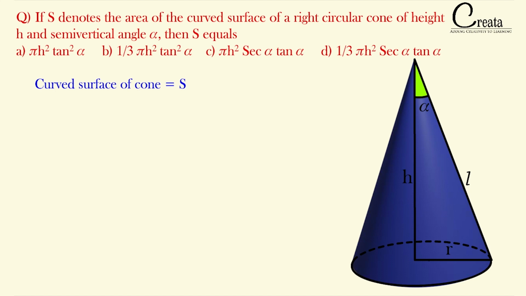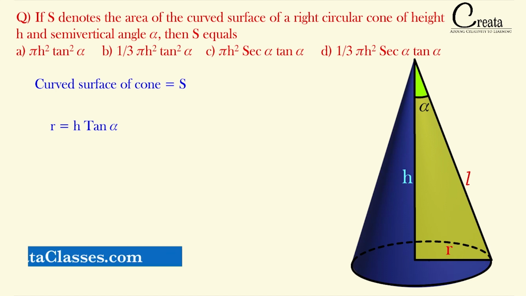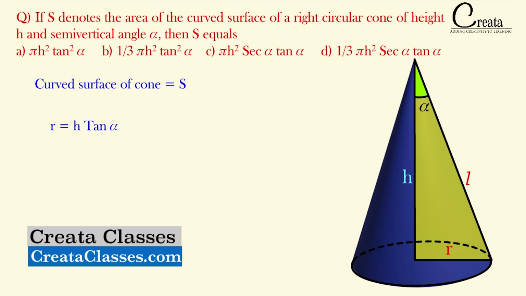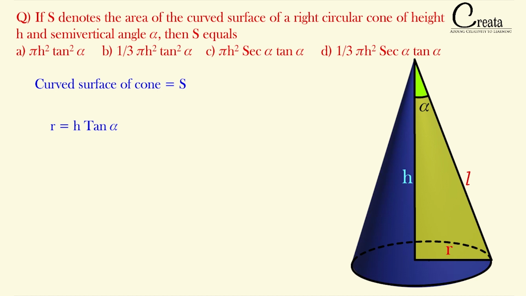Okay, let's approach this question. Here this angle is given as alpha, and we know this is a right angle triangle. This side is h, and this is the slant height, and this is the radius. Can we write the radius as h tan alpha? We have applied the trigonometry. Tan theta is perpendicular over base, so tan alpha will be equal to r over h. So we got r, that is radius of this cone, as h tan alpha. Got it? We got the r.